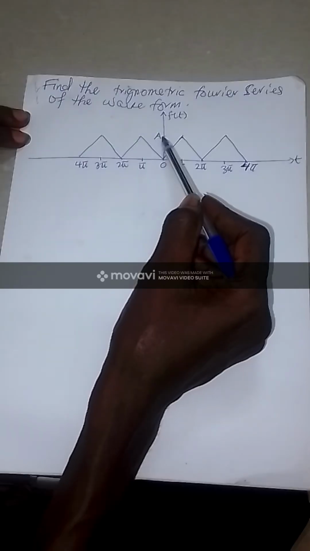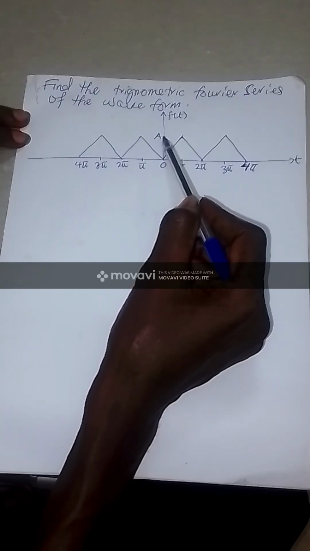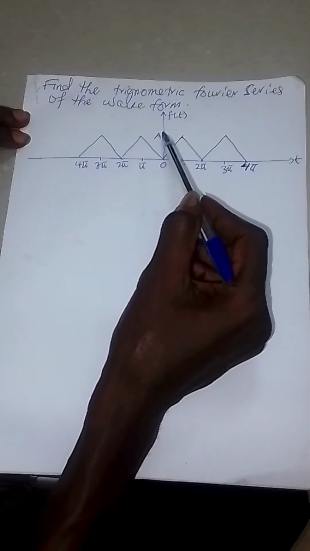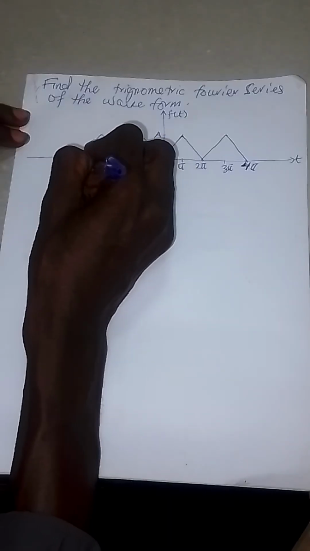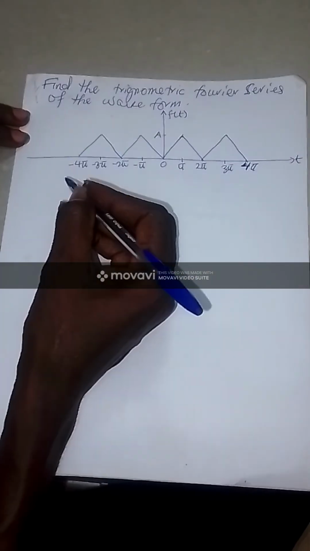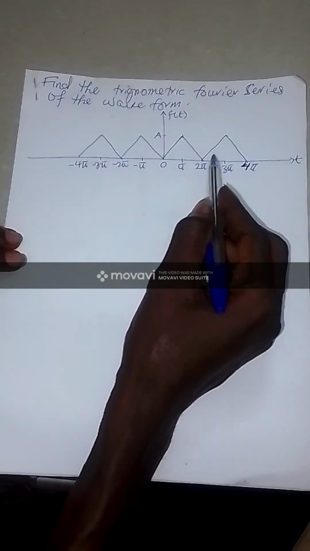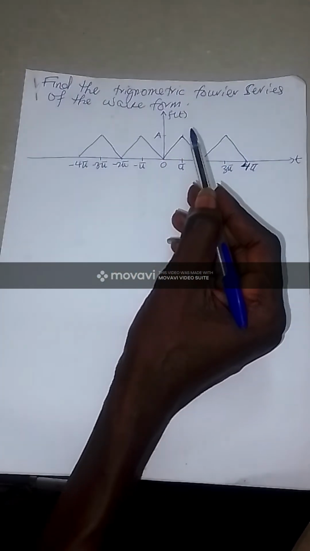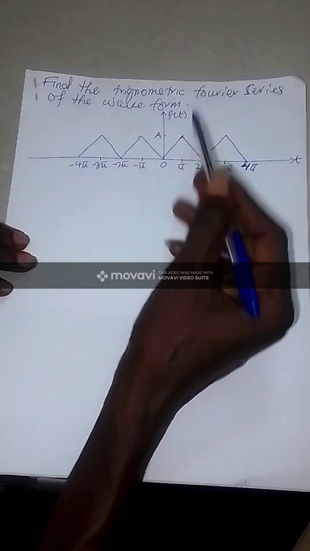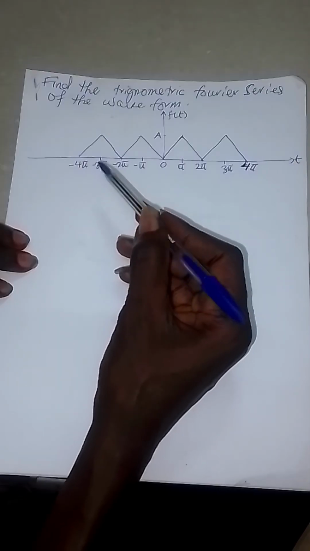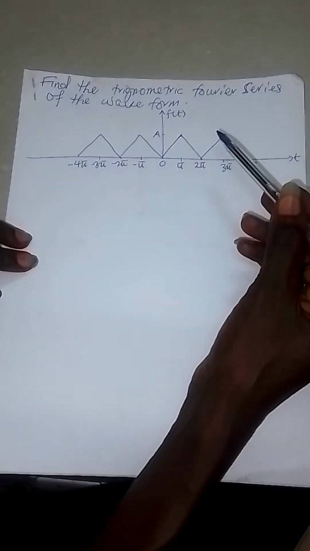On the y coordinate we have A as the maximum amplitude of the triangular or sawtooth waveform. On the x-axis we have minus 4 pi, minus 3 pi, minus 2 pi, minus pi, 0, pi, 2 pi, 3 pi, and 4 pi. Now if you take a look at this waveform, the most important parameter to first identify with respect to Fourier series is the period, because Fourier series is used for periodic waveforms or periodic signals.